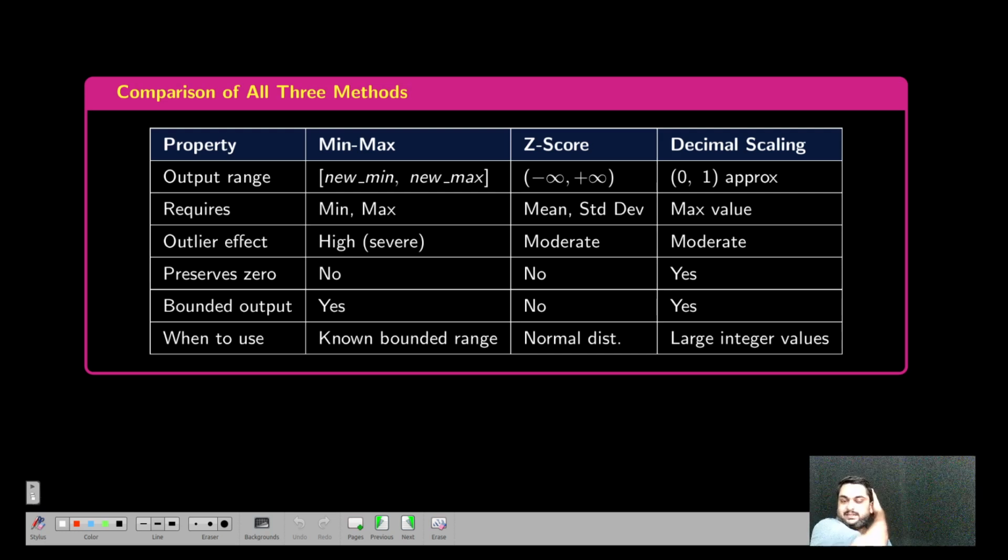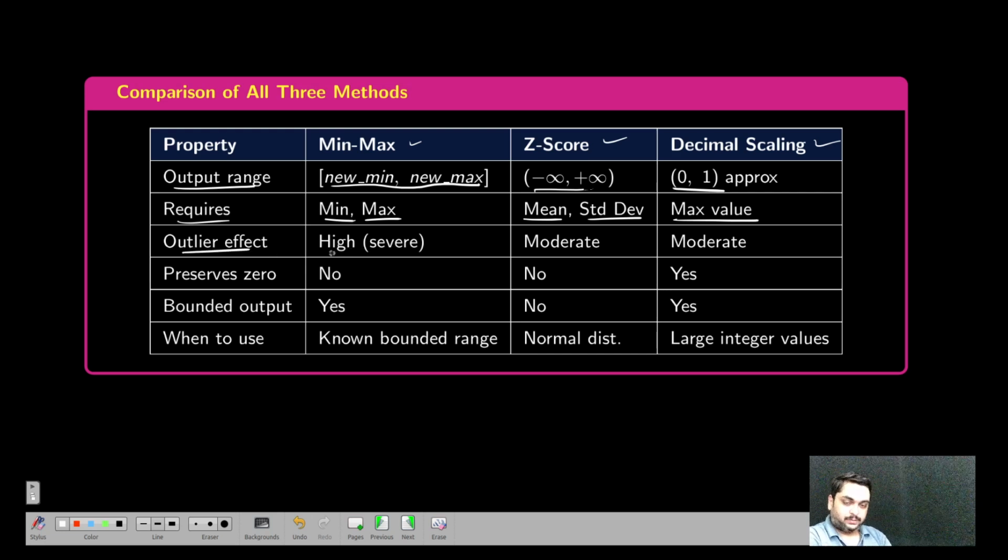So now we'll see the comparison. This is very important. Properties of min max, z score and decimal scaling, how they work. What is the output range for min max? Whatever target values you give, new minimum and new maximum. Z score follows a normal distribution, and it goes from minus infinity to plus infinity. Decimal scaling, because you are dividing by 10 powers, scales it to approximately 0 to 1. What does each require? Min max requires the minimum and maximum values. Z score requires the mean and standard deviation, which I have to calculate. Decimal scaling needs the maximum value, from which I decide the denominator 10 power j.